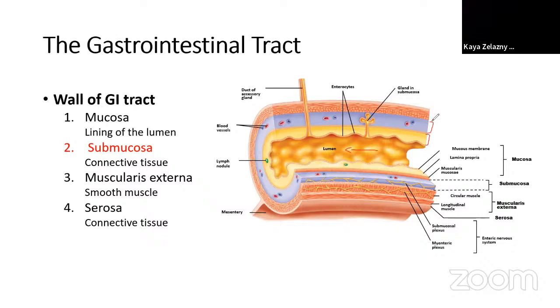Then we have a layer of smooth muscle, the muscularis externa, and then we have a layer of connective tissue on the outside, rounding it all out, the serosa, which is basically what you would have been touching when you were in lab.